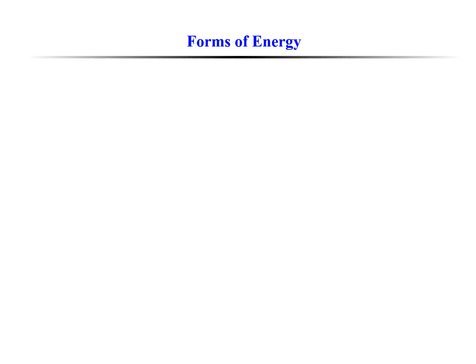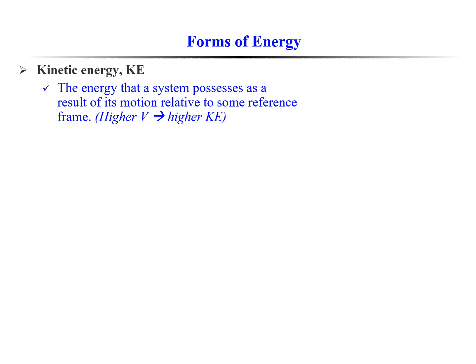As we learned from Chapter 1, there are different forms of energies. First, kinetic energy is denoted as KE. The kinetic energy of a system is due to its motion relative to some reference frame. Basically, the higher the velocity, the higher the kinetic energy is. The formula is KE equals m times v squared over 2. Note that v is velocity. Don't be confused with the volume.